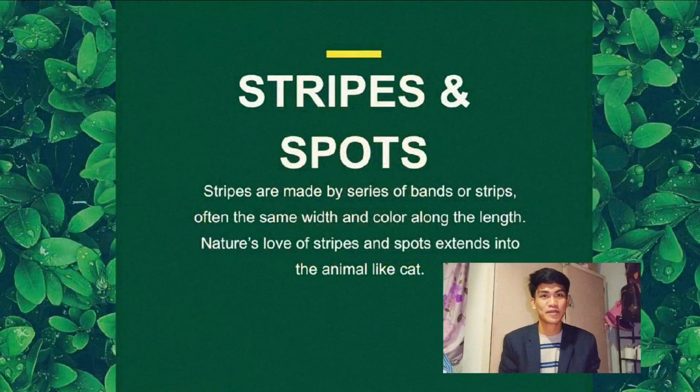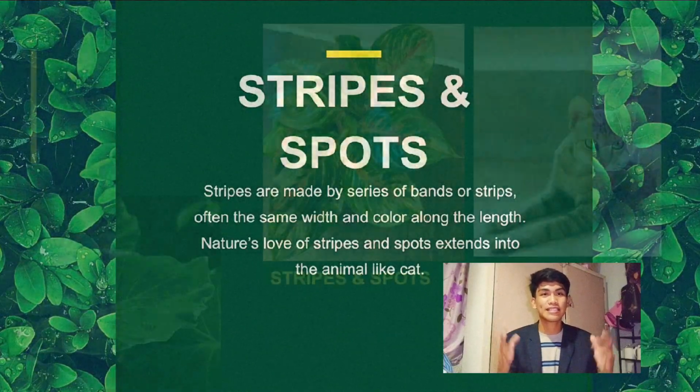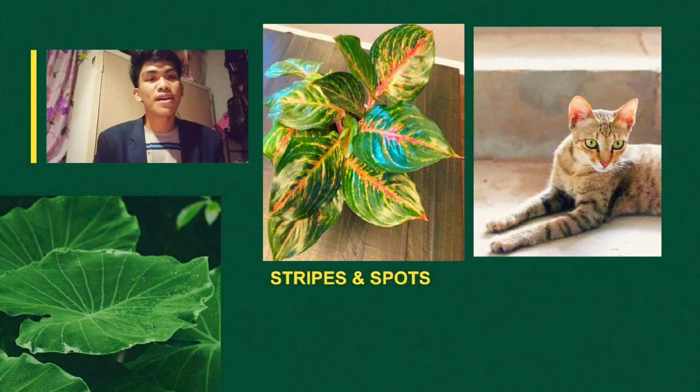Next is stripes and spots. Stripes are made by a series of bands or strips, often of the same width and color along the length. Cats can be identified by their spots and stripes, but it's not as simple as just looking for those patterns due to their uniqueness. Just like fingerprints, each cat's spot or stripe pattern is unique.